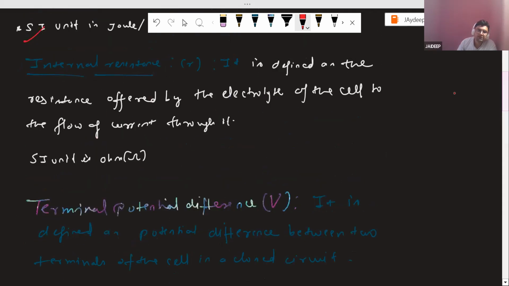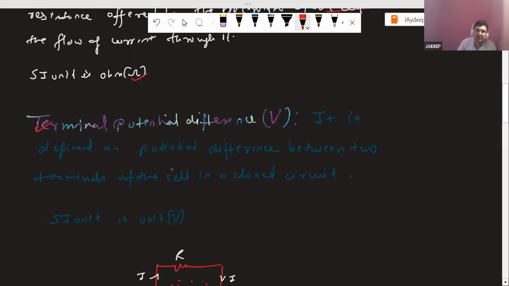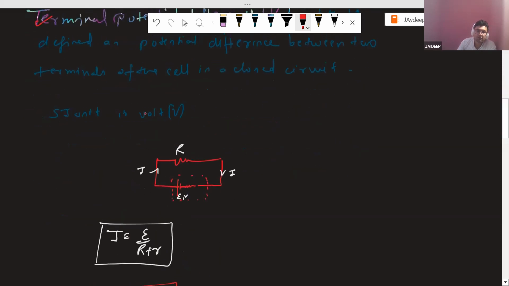Internal resistance. Basically it is the resistance of the cell. It is defined as the resistance offered by the electrolyte of the cell to the flow of the charge through it. SI unit is ohm. Now terminal potential difference. In a closed circuit, the potential difference between the terminals of the cell is known as terminal potential difference. SI unit is volt.